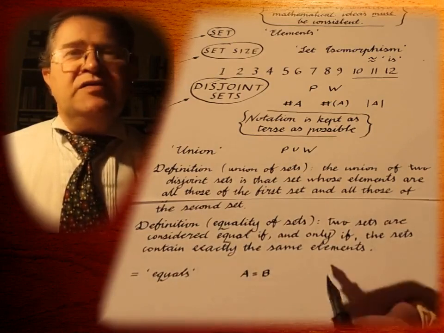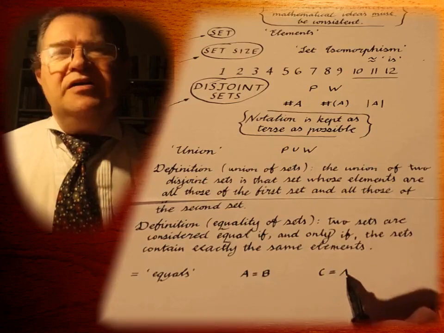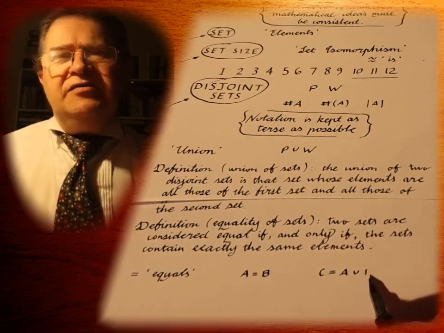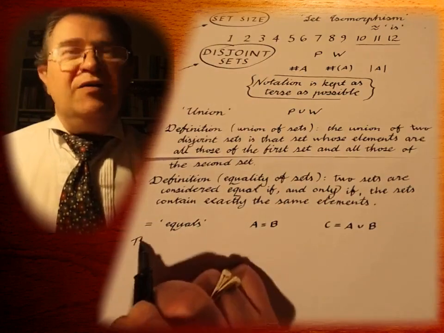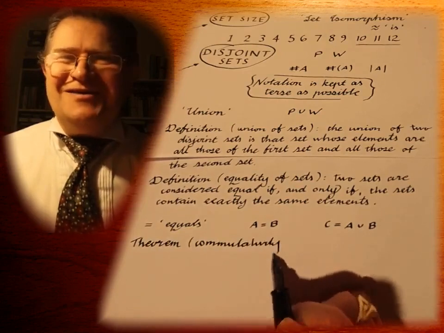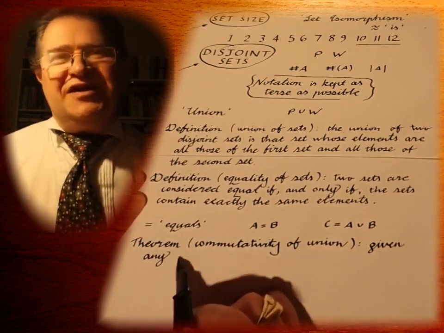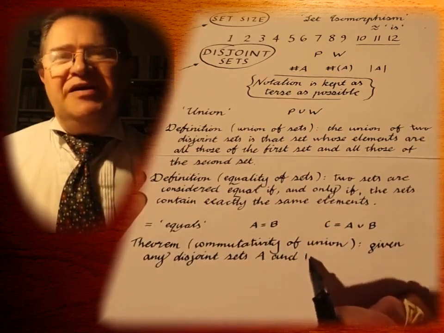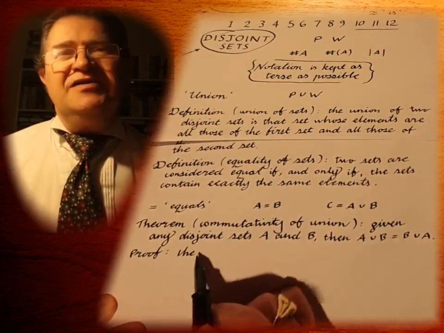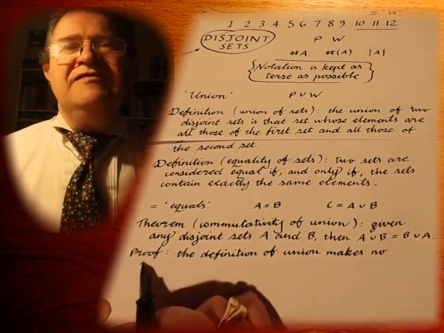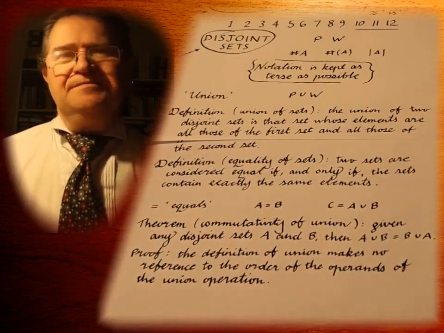We also use the concept to introduce new names. To wit, if A and B are two disjoint sets, we may call their union the set C and write C equals A union B as a matter of the definition of the symbol C. Now we can write down and prove our first mathematical theorem: the commutativity of union. Given any disjoint sets A and B, A union B is equal to B union A. And the proof of this is simply that the definition of union itself makes no reference to the order of the operands of the union operation.